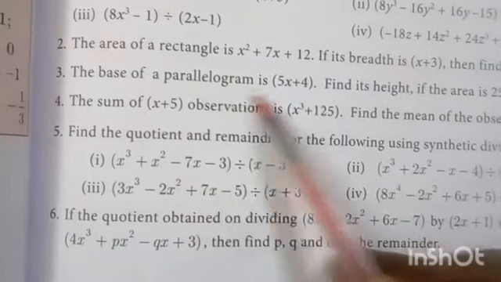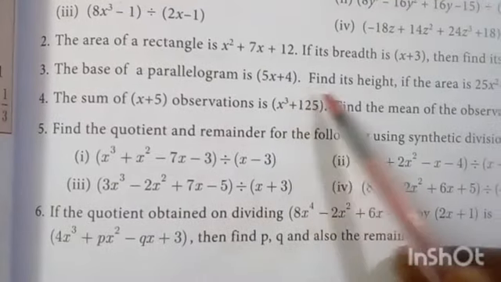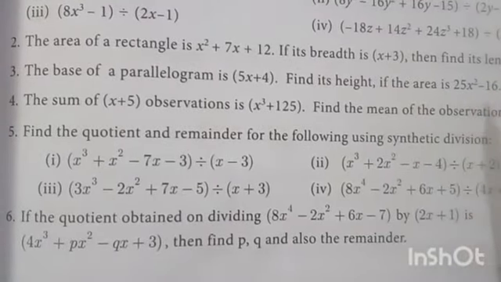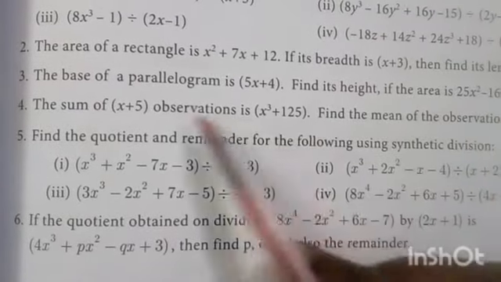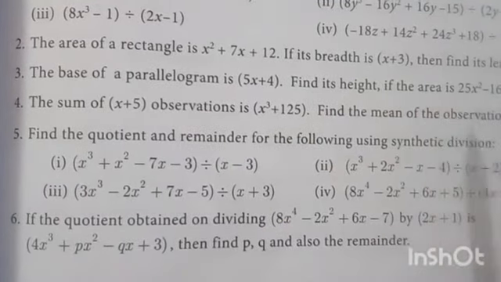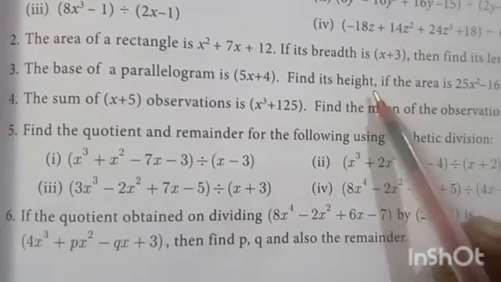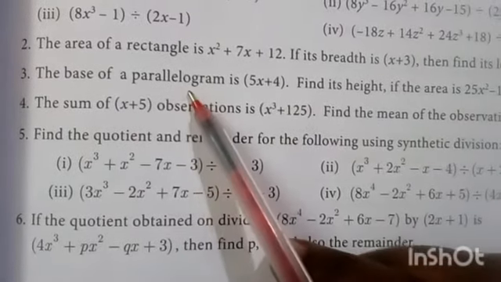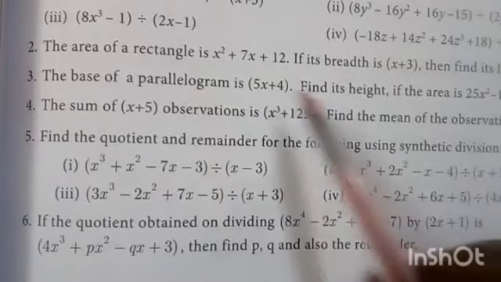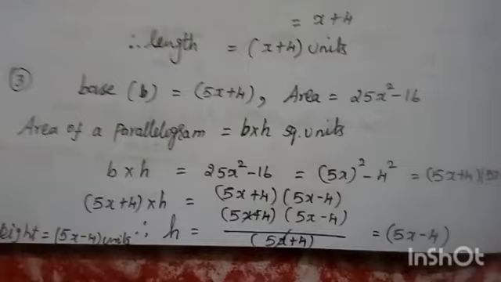Third question: the base of a parallelogram is 5x plus 4. Find its height if its area is 25x square minus 16. So the parallelogram base is given and area is also given. We want to find height. The area of the parallelogram formula is b into h. Using that formula we have to find the height.